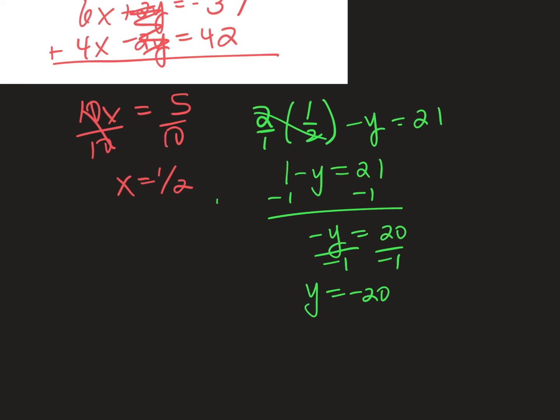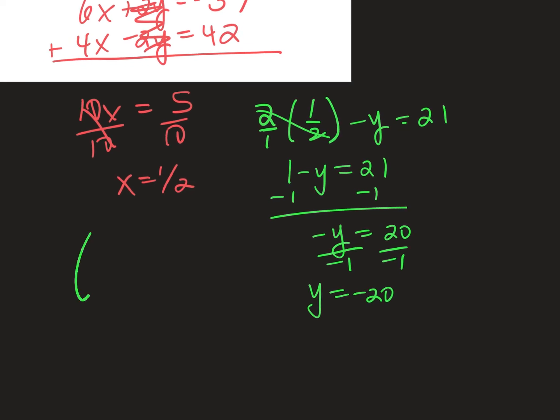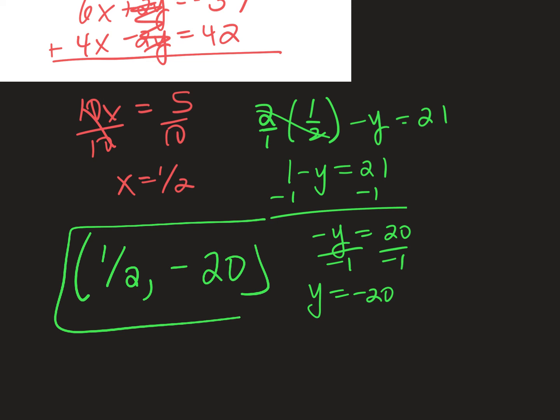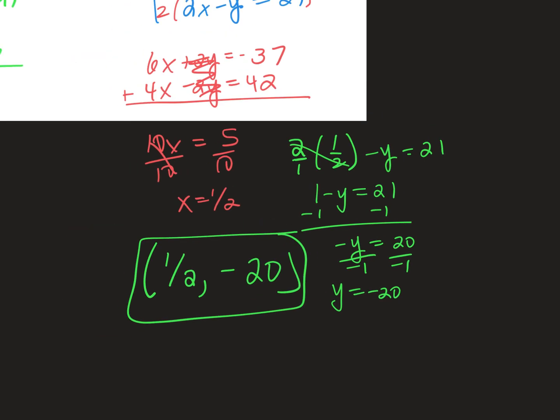And again, make sure you go back in your calculator, plug in your x value and your y value, and make sure it satisfies both equations. So my ordered pair, my answer would be 1/2, negative 20, meaning when these two equations were graphed, they would cross at that one specific point.